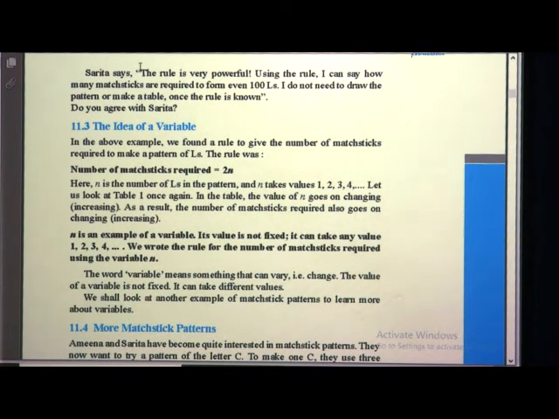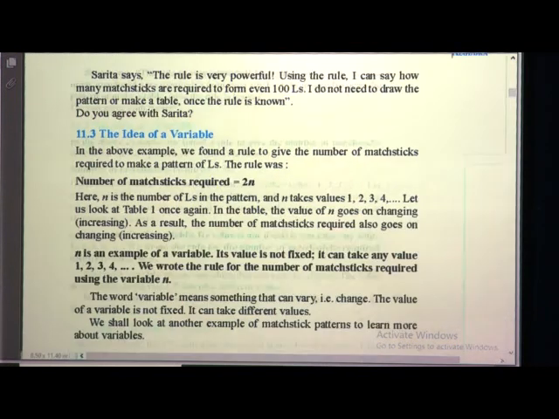Now, after this Sarita says the rule is very powerful. Using the rule, I can say how many matchsticks are required to form 100 L's. Is it right? So, if we know how many matchsticks we require to form 1 U or 1 V or 1 L, the same can be applied to find 100 L's to be formed.